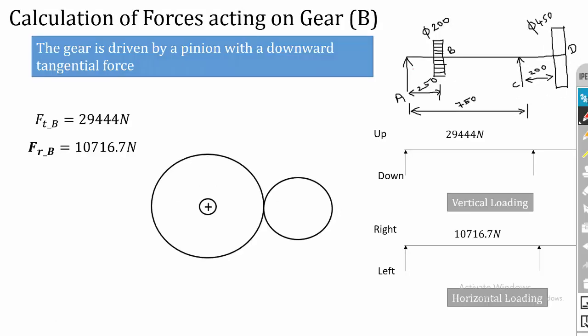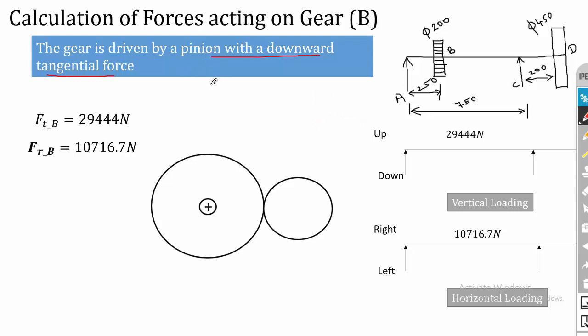Now we can draw the force diagram. Remember that in the problem it is given that the tangential force is acting in the downward direction. So if the tangential force is acting in the vertical direction, then the gear will be on the horizontal direction. Because we know that if the gears are located in vertical manner, then the tangential force will act in the horizontal direction. If the gears are located in horizontal manner, then the tangential force will act in the vertical direction.